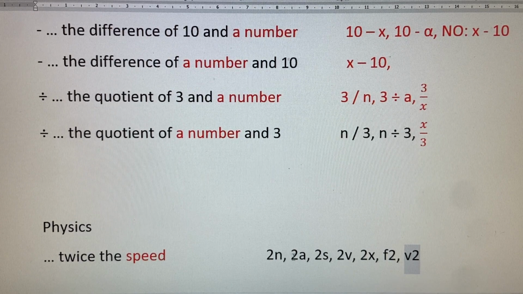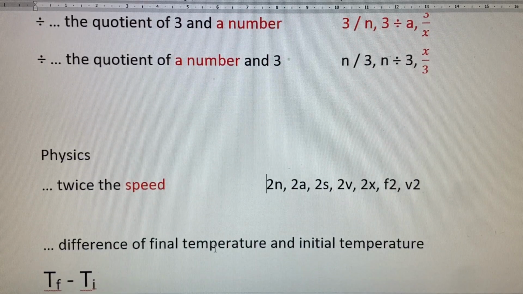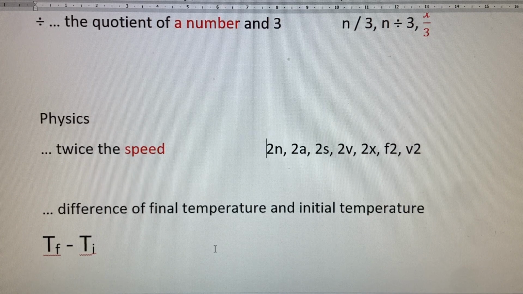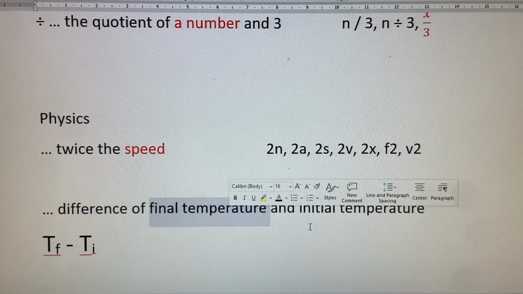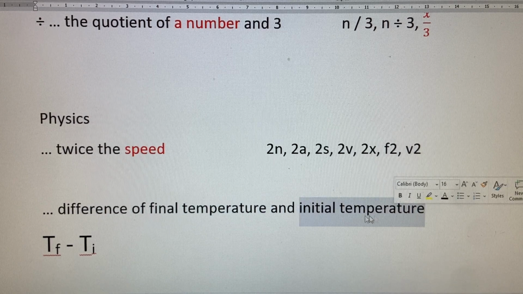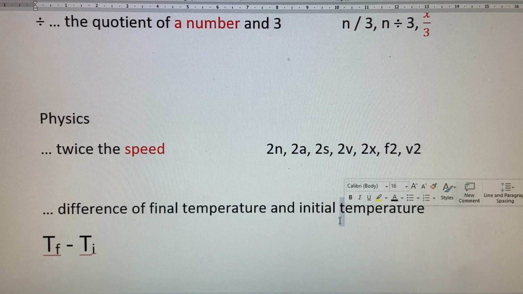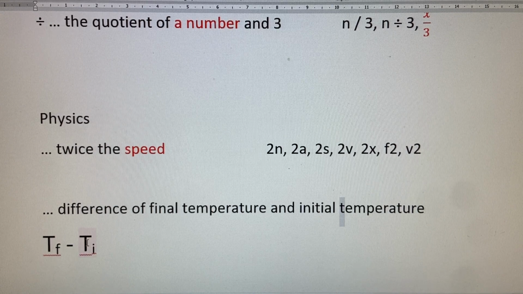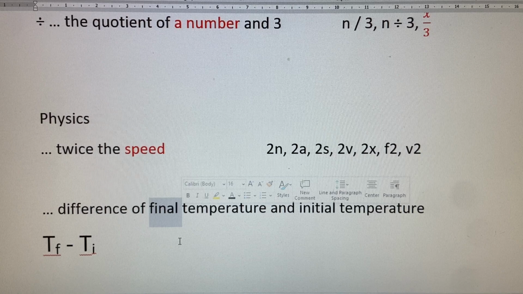Now, there's one other issue with physics that's not explained much in physics books or math books, but is assumed to be obvious, and it's absolutely not. Here's a sample sentence: the difference of final temperature and initial temperature. So essentially the difference of a number and another number. Okay, so how do you write these? Well, temperature can be abbreviated with the letter T, and you see that the adjectives initial and final, we need to do something with them.